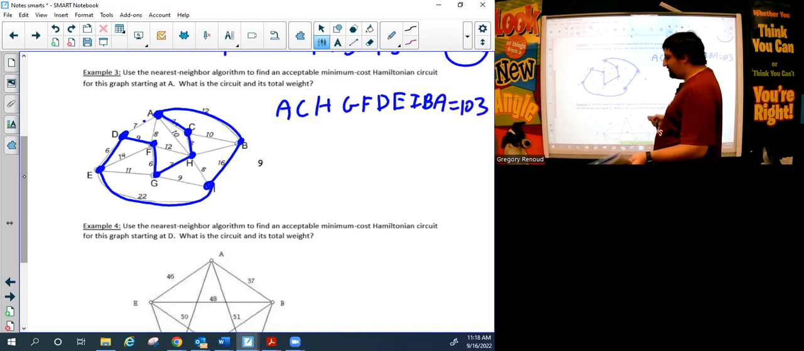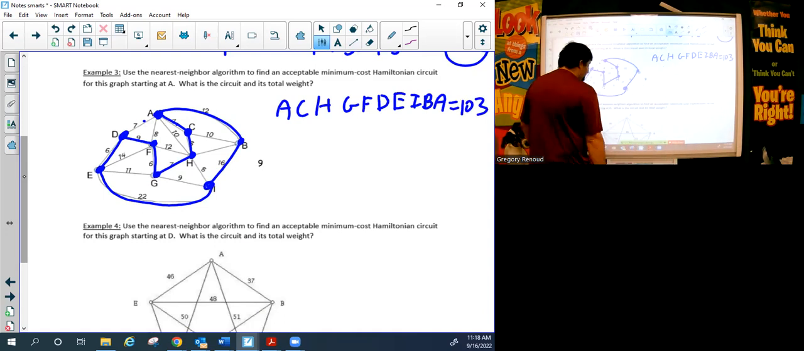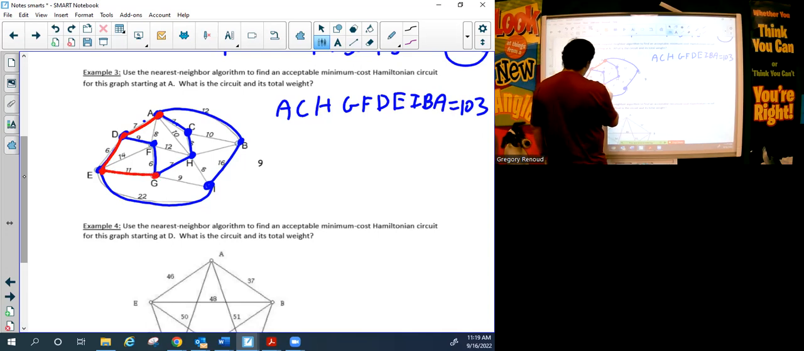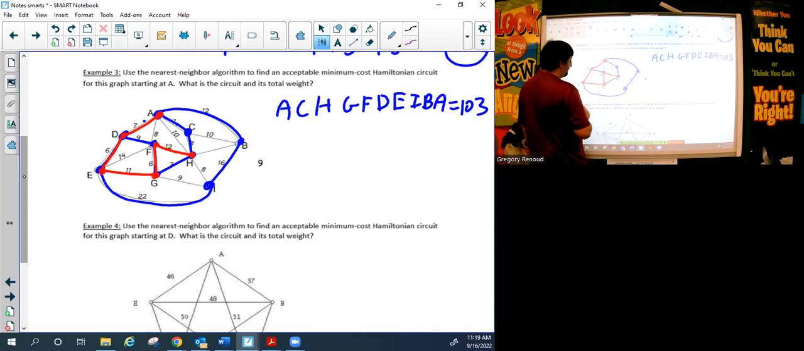That's a perfectly good answer. If you did that on a test, I would accept it. Let's see what would happen if we went the other 7. So A to D. Then we go to E because that's the lowest cost. Then to G because that's the lowest cost. F is the lowest cost. I'm kind of forcing my way over to H because it's the only place I could go.